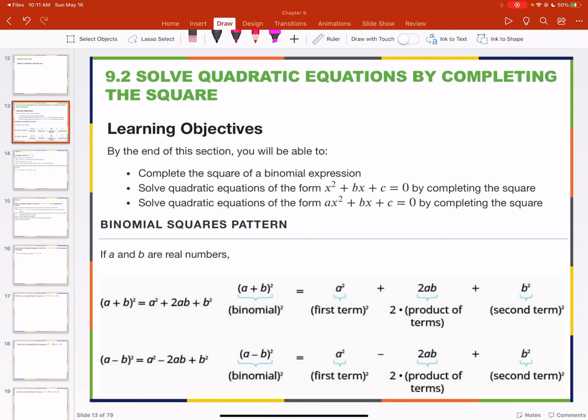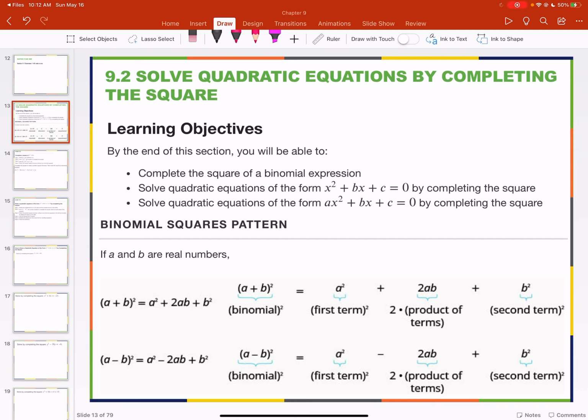Hi everyone, welcome to section 9.2 where we're going to continue our discovery of quadratic equations. And in this section we're solving by completing the square. So completing the square is based on the binomial squares pattern. In other words, the perfect square trinomials.